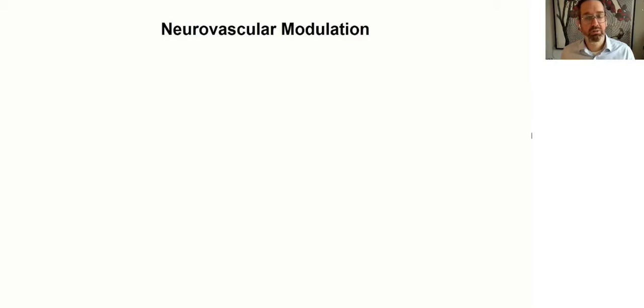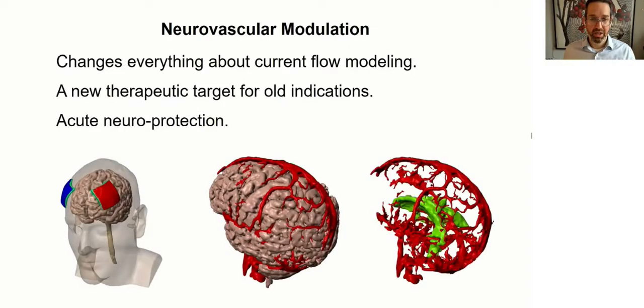The last thing I want to talk about is something that I'm calling neurovascular modulation. And I've been thinking a lot about this idea. And so I want to present it briefly in the few minutes I have left. There's three things I would like to share about neurovascular modulation. One is it has very important implications for how we think about current flow modeling. And the last two, I think it has very interesting implications for the outcomes of stimulation.